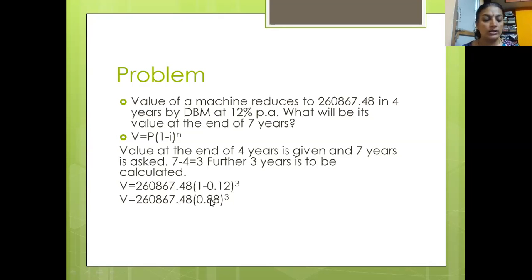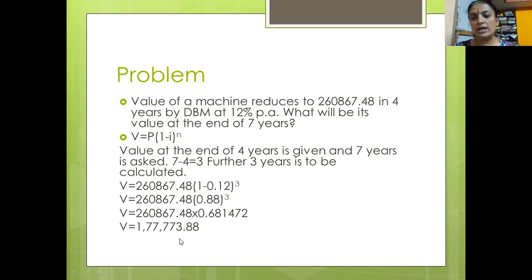1 minus 0.12 means 0.88 raised to the power of 3. So 0.88 into 0.88 into 0.88. Then the value is 0.681472. These both, P and this one, have to be multiplied, and you will get the value as 1,77,773.88. This is after 7 years. What is the V? So 4 years was given and 7 years was asked, and we have calculated for 3 more years, and we have reached the value.